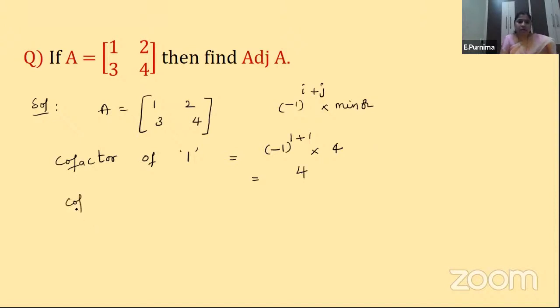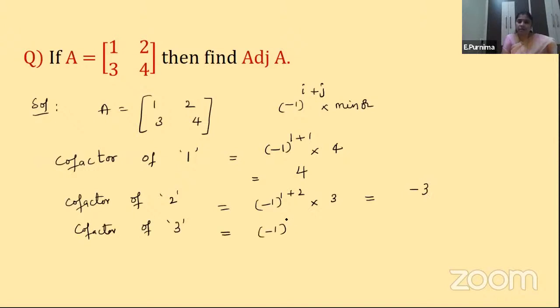Similarly, the cofactor of 2 is minus 1 to the power of 1 plus 2, first row, second column, into, now I delete this row and column, we are left with 3. So minus 1 to the power of 3 is minus 1, and minus 1 into 3 is minus 3. Similarly, the cofactor of 3 is minus 1 to the power of 2 plus 1, second row, first column, into what is left here, which is 2 after deleting the row and column. Minus 1 to the power of 3 is minus 1, and minus 1 into 2 is minus 2.